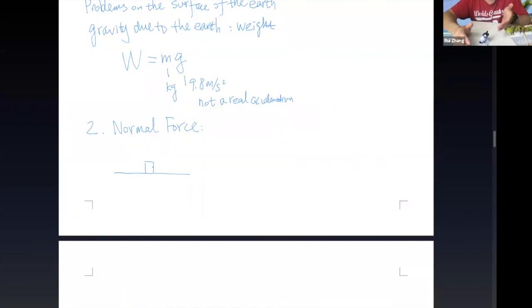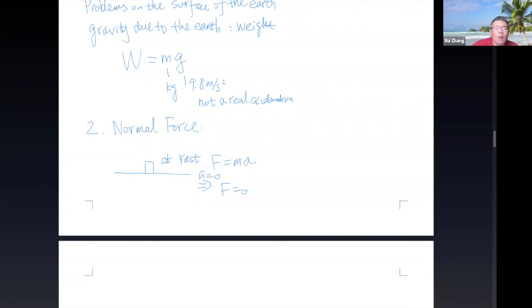According to Newton's second law, that means the force on the object must be zero. Because F equals ma, if this is at rest, then A is zero, which means the force is zero. The total force is zero.